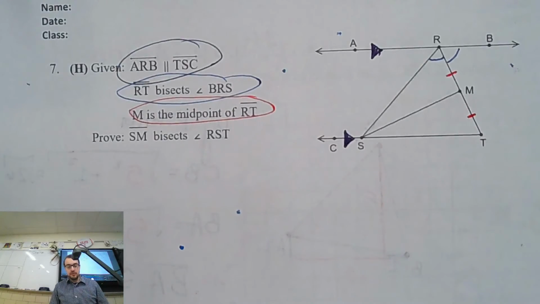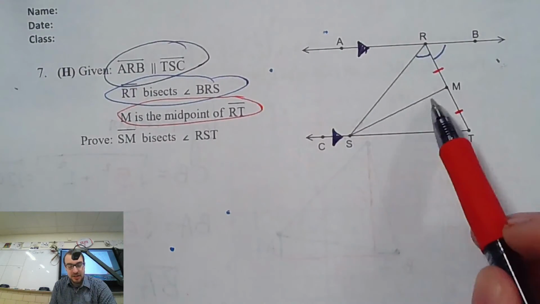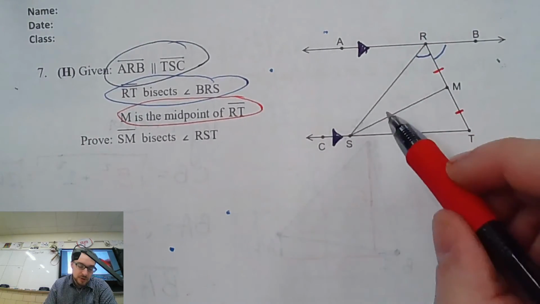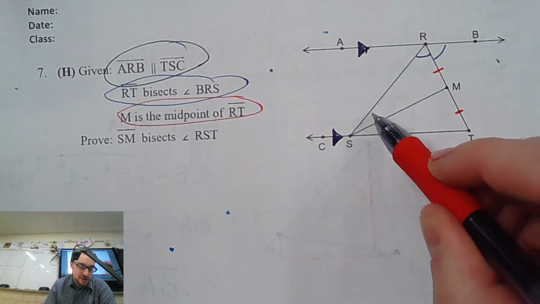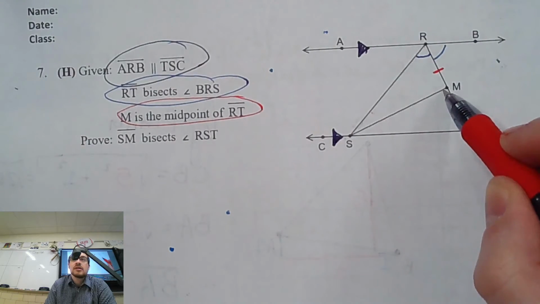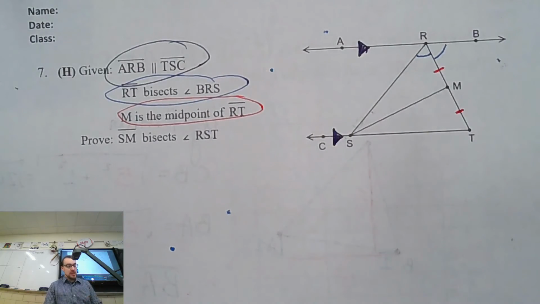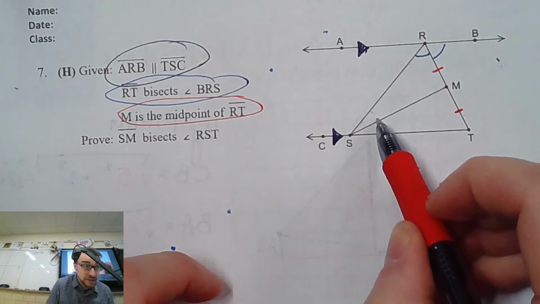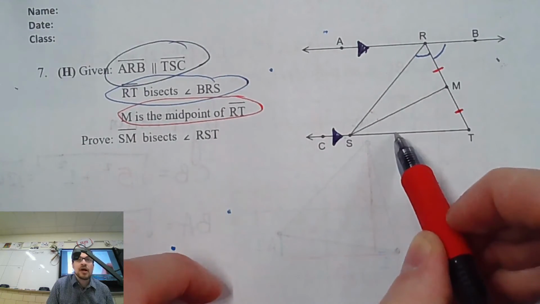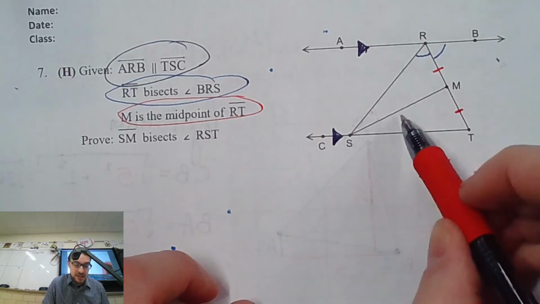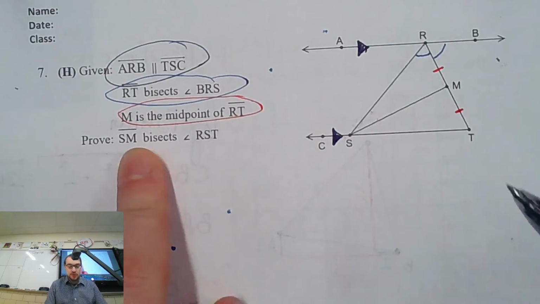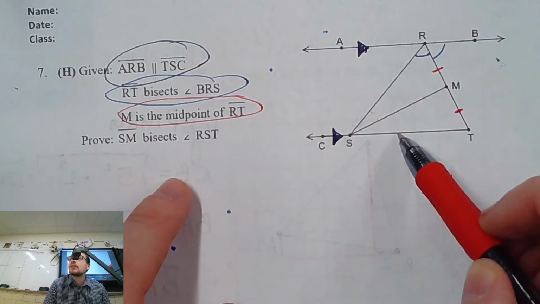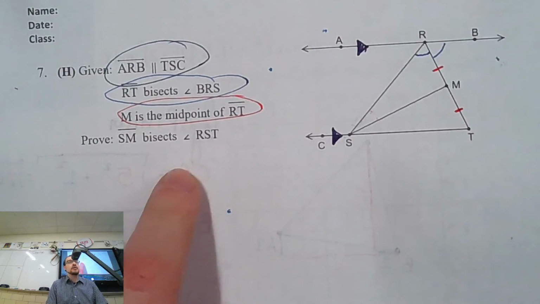Here's what we're trying to prove. That SM, this line right here, bisects RST's angle. So we're trying to prove that this angle right here is cut in half by this segment. Now, how do we prove something is a bisector, or that it bisects something? We prove it if those two angles here and here are the same, right? So we're going to prove that this angle is the same as that angle, and then we win. So we're going to prove that RSM, that angle on top, is the same as this angle on the bottom. If we do that, we win. That means this guy's bisecting it, right?